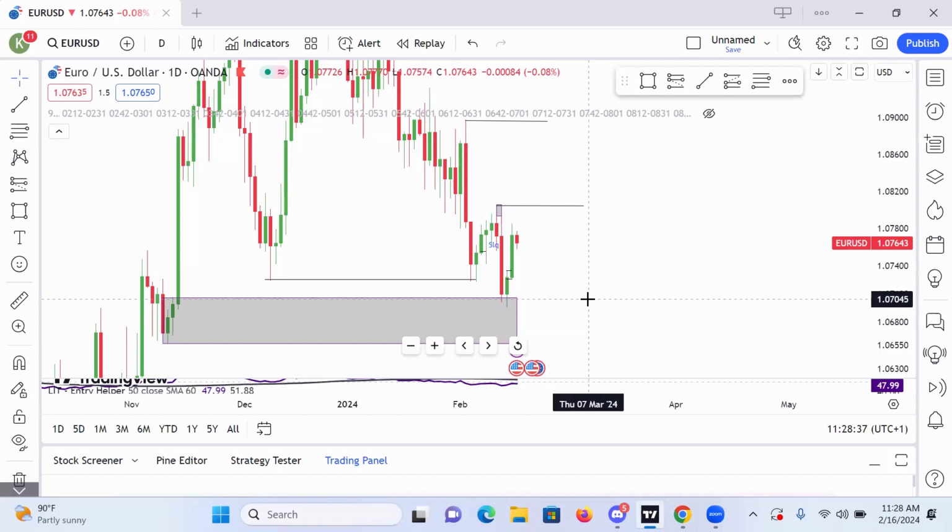Okay, I'll work on it. What's the main problem? Just write it down. The main question is, let me explain on the screen. The price took liquidity here, on daily. It's mitigated here.